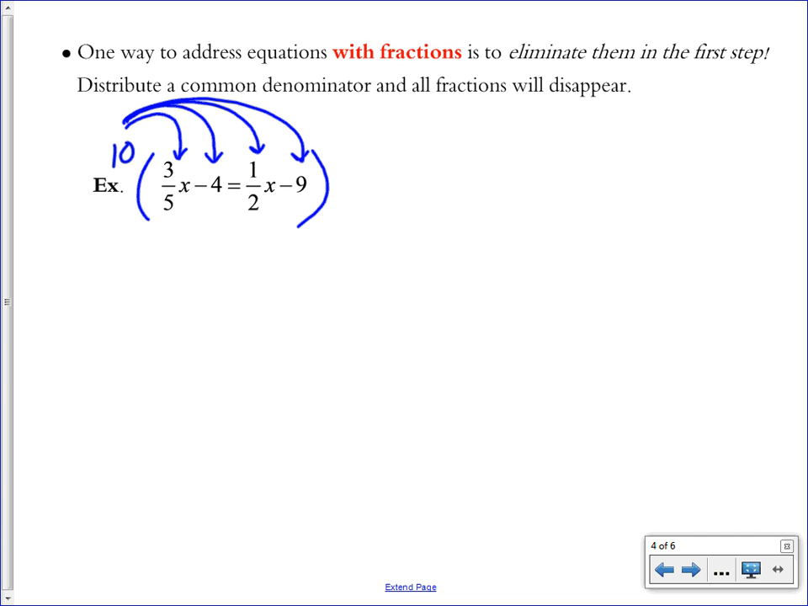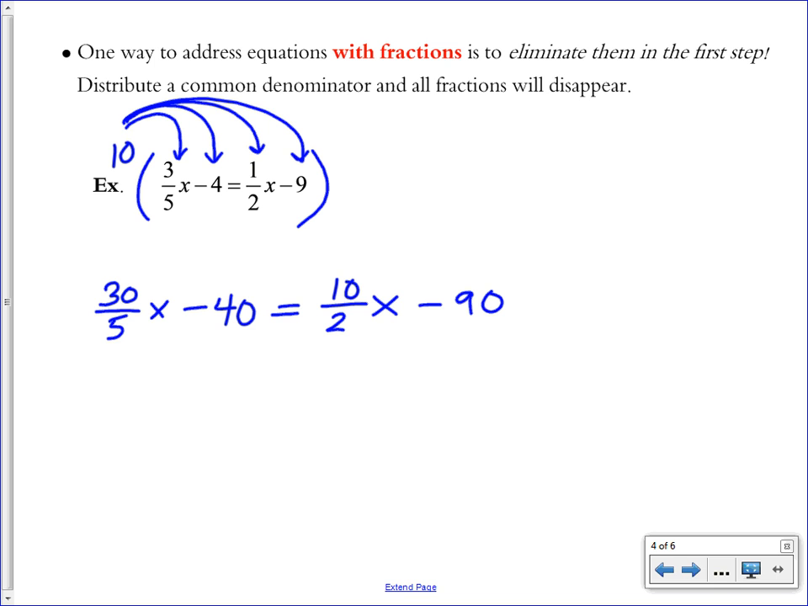10 times 3 is 30 over 5x. Notice I just multiplied it by the numerator. And I'll continue through the rest of the equation. 10 times minus 4 is minus 40 equals 10 times 1 over 2. Notice again, I just multiply it by the numerator. And then 10 times a negative 9 is minus 90.